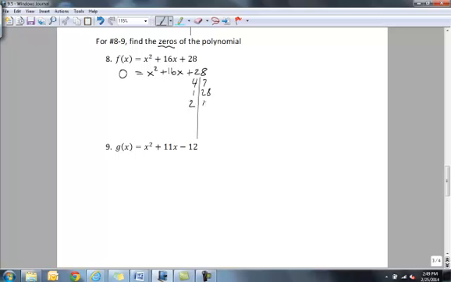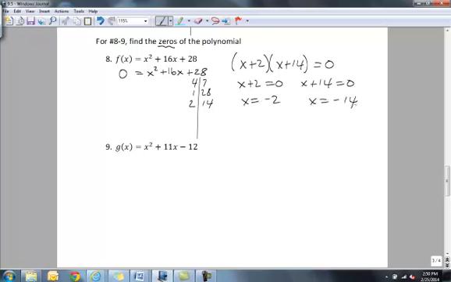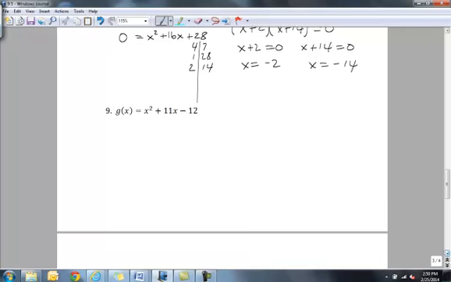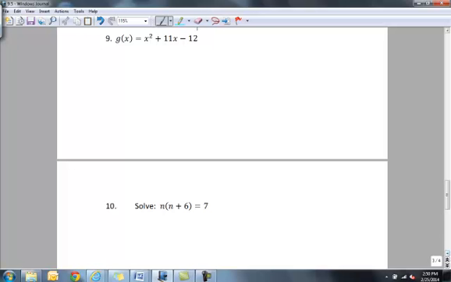So we need to find something kind of in between. How about 2 times 14? Did you think of that? Again, this is where multiplication skills are going to be really helpful, because 2 times 14 is 28, and 2 plus 14 is 16. So we set it up like this. x plus 2, x plus 14 equals 0. Zero product property, and then solve. All right, we're almost there. Remember, find the zeros means set the polynomial equal to 0.